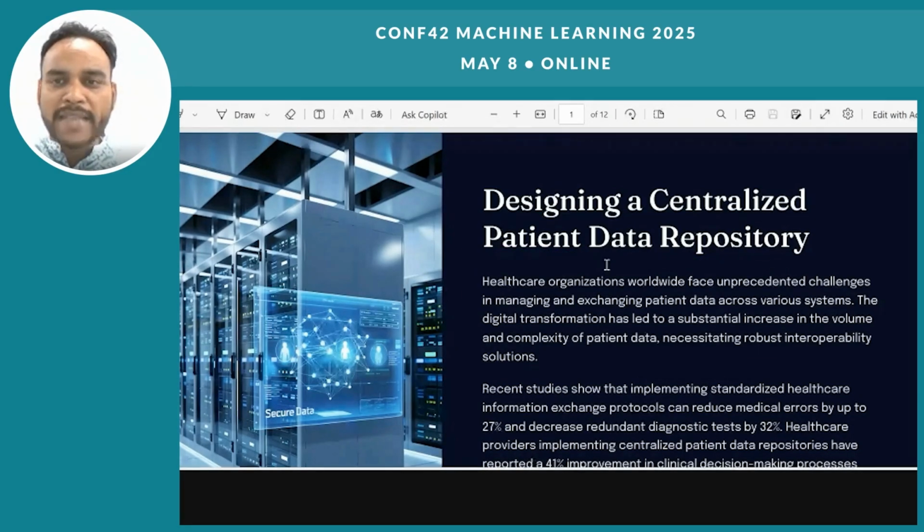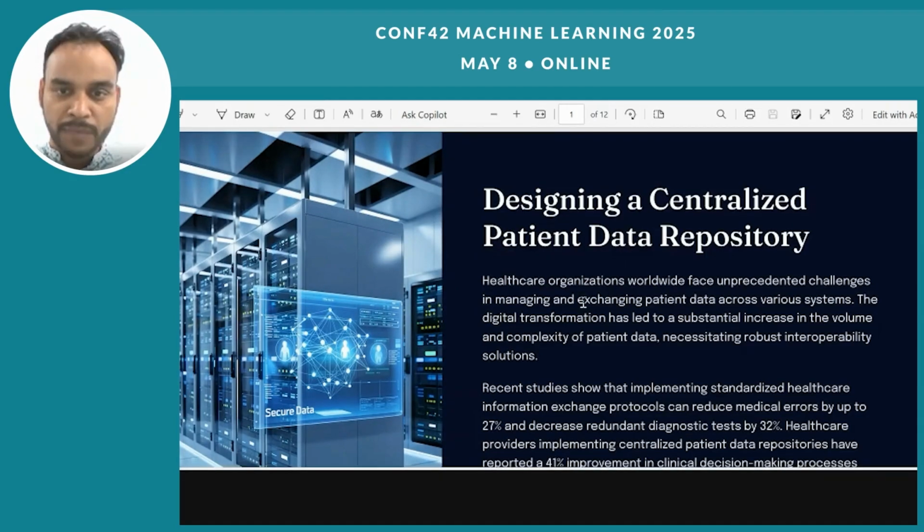Nowadays, healthcare has a lot of data, and we have to see how to maintain it. Healthcare organizations worldwide are experiencing a challenge in managing and exchanging patient data across various systems and institutions. The advancement of healthcare technology introduces new complexity in data management, with modern healthcare facilities generating an average of 665 terabytes of patient data annually through various sources, including diagnostic imaging, clinical documentation, and real-time monitoring devices.